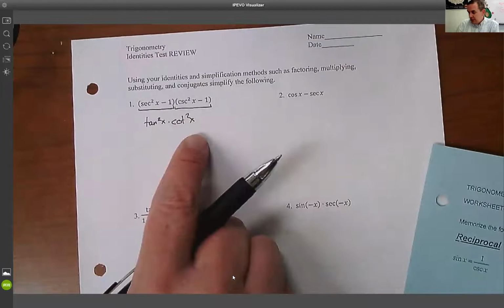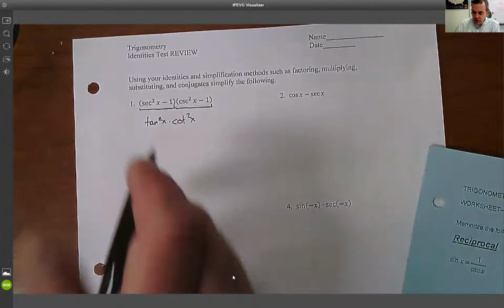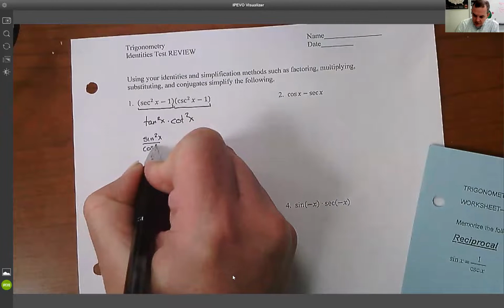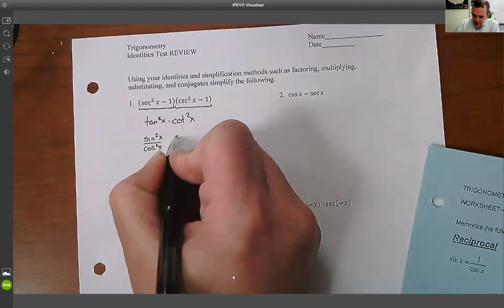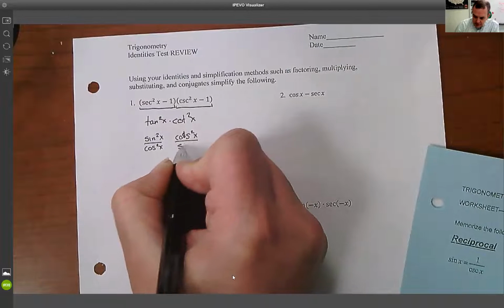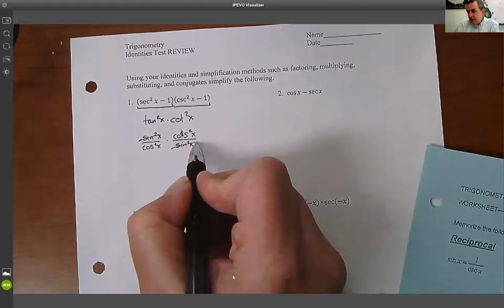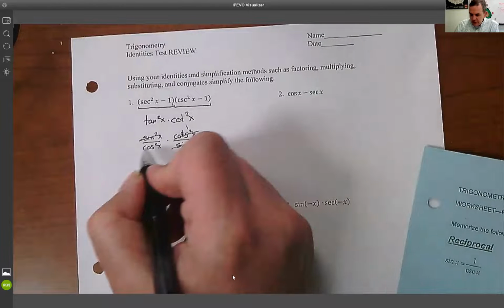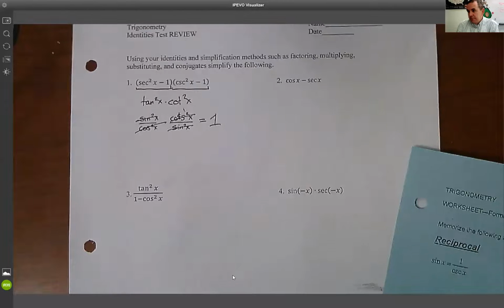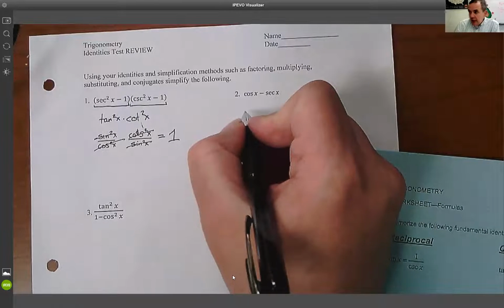Now, if you know that these are reciprocals of each other, that's great because you can jump right to the final answer. If not, you convert them to sines and cosines. So this becomes sine squared x over cosine squared x. The cotangent becomes cosine squared x over sine squared x. When we multiply those together, we've got a sine up top and a sine down below, so those divide out to 1. Cosine up top, cosine down below, those all cross off. That tells me that this simplifies to 1.